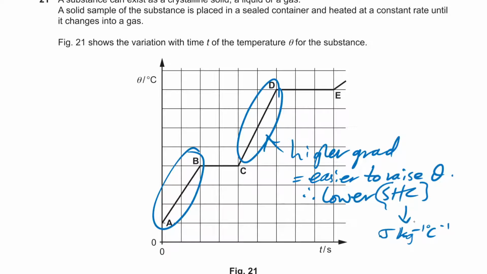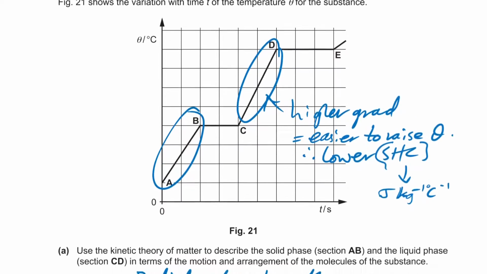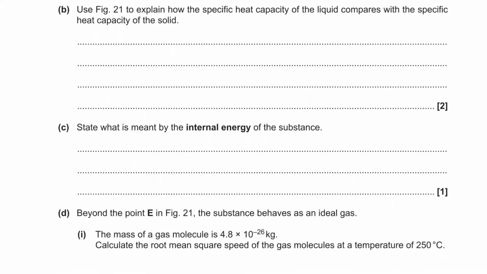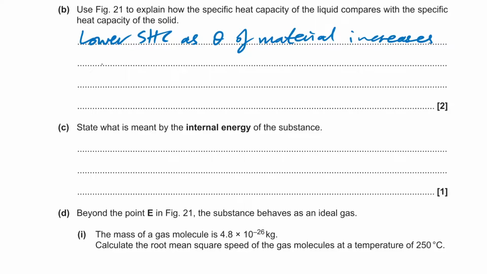So in other words, if you have a low SHC, you need fewer joules to raise the temperature. That's why lower SHC materials are easier to raise the temperature of. So we can say lower SHC, as the temperature of the material increases more quickly. Quicker? Yeah, whatever.